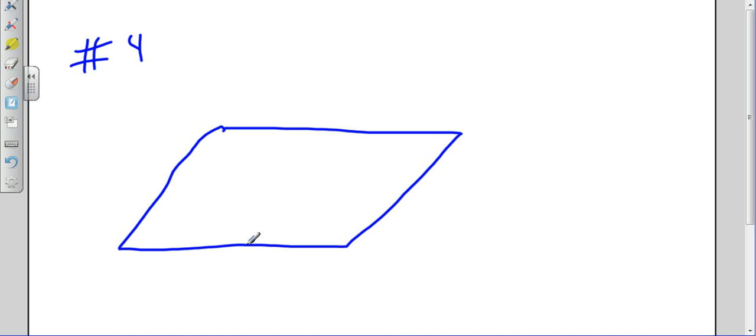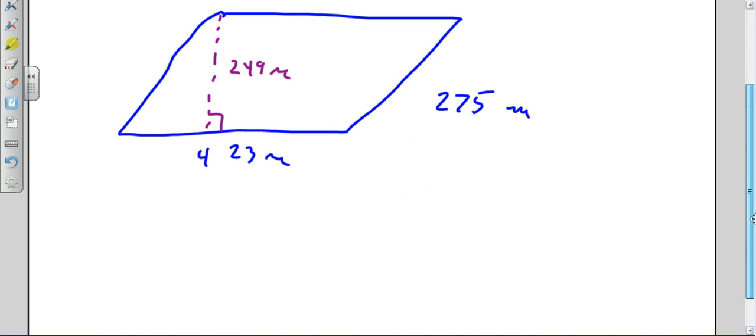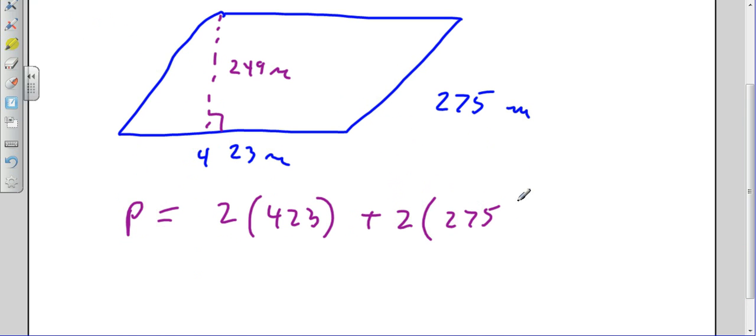I have 423 meters on this side, 275 meters on that side, and I have an altitude coming down this way, perpendicular, 249 meters. Now, on a parallelogram, we normally say well, we'll go with perimeter first. So perimeter is going to be 2 of those guys, and 2 of the other guys. So 2 times 423 plus 2 times 275. And when we get done, we're going to have meters.